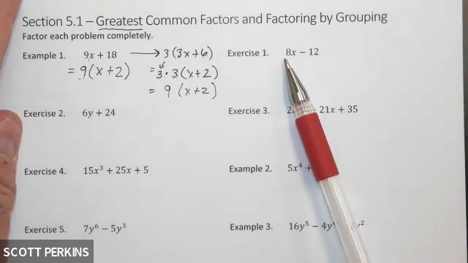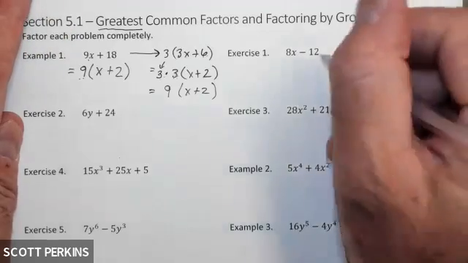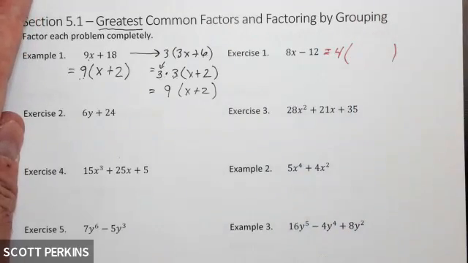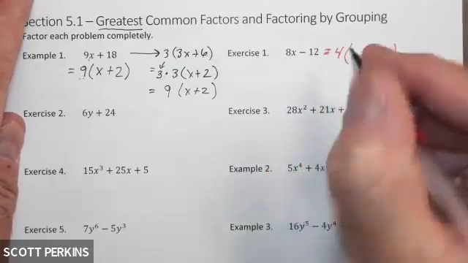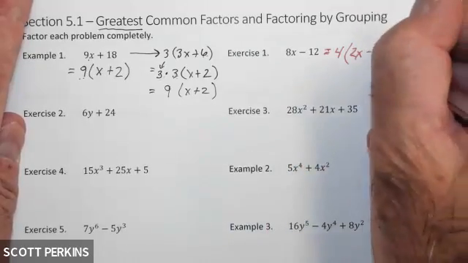What is the greatest thing both 8x and 12 have in common? 4, yes, thank you very much. So I'm going to factor out a 4. And when I factor out a 4 here, 8x divided by 4 leaves me 2x. And then negative 12 divided by 4 leaves me negative 3.